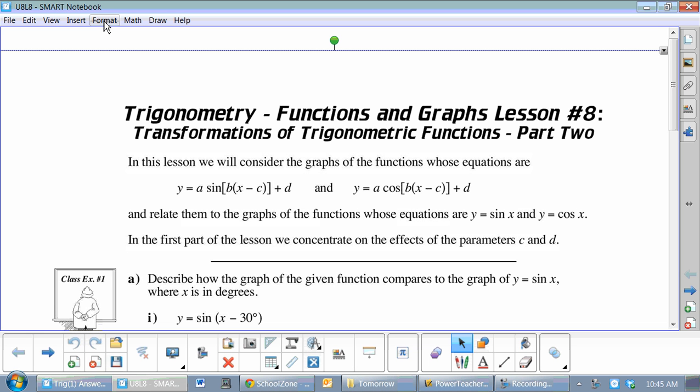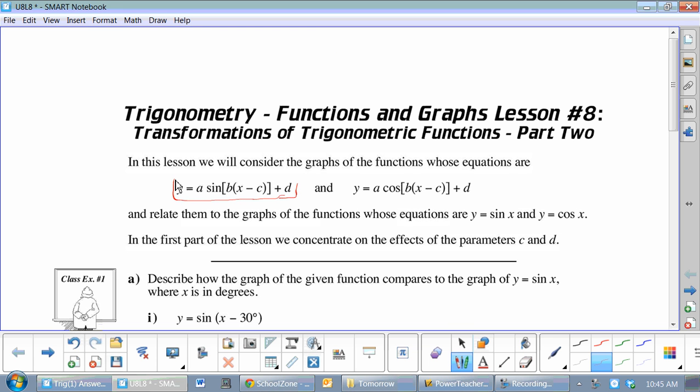Okay? Now, these 2 formulas you should be very familiar with by the time you get to the exam, okay? A sine B x minus c plus d. So A and B we have dealt with already. A stretches it and affects the amplitude. B stretches it horizontally in and out, which affects what? When you stretch it horizontally, what does it affect? The period and the x-intercepts.